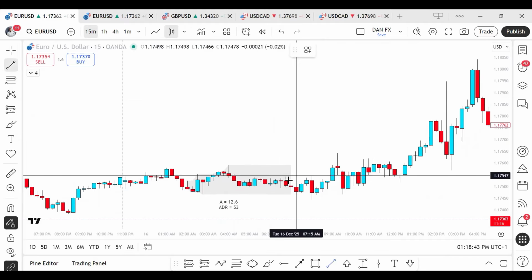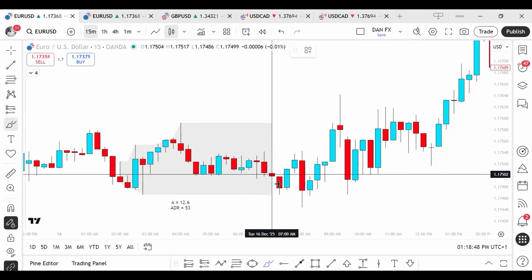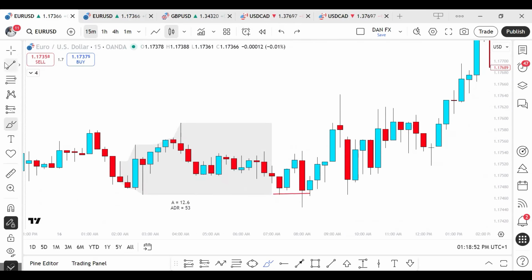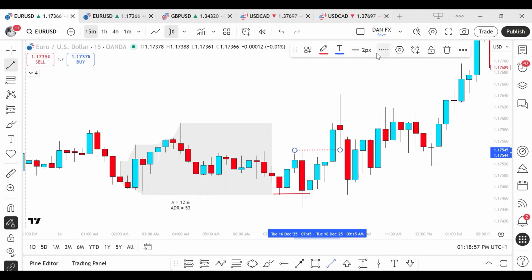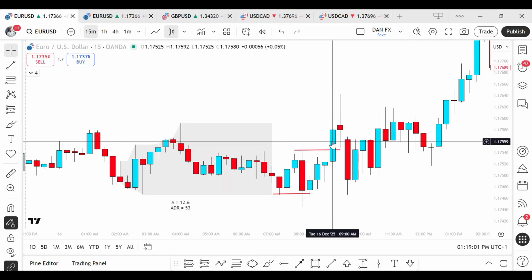So what can we see here? We can see price forms a low and forms a high here, right? What happens after that? Price breaks above this high, breaks above this structure here for a break of structure. So that was our break of structure here with this bullish candle.